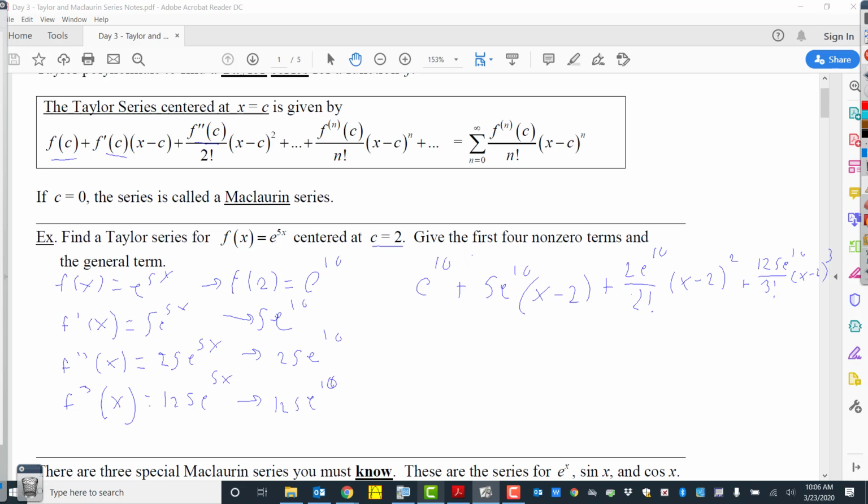Now, that is the first 4 non-zero terms. None of these give us 0, so those are them. Now we have to also add our general term, so plus dot dot dot, and I ran out of space on one line, but we're going to create our general term. So let's look at what happens. We have an e to the 10th here in every single one, so that will stay constant. Okay? If we look at our leading coefficient, oh man, this should have been 25.